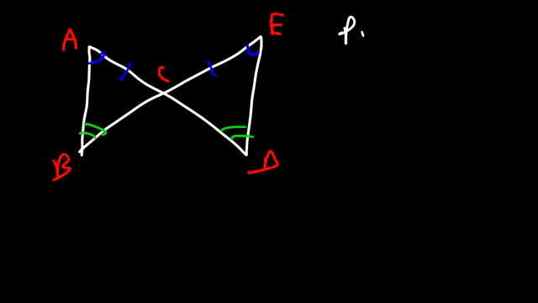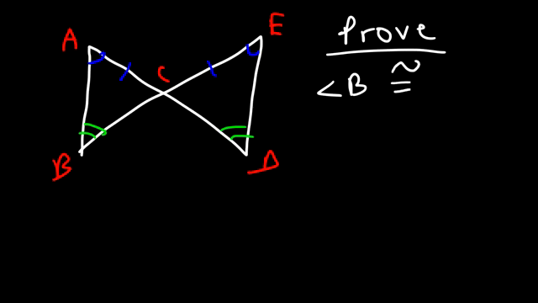Here is another example. So let's say this is A, B, C, D, and E. And let's say we're given that angle A is congruent to angle E, and AC is congruent to CE. Prove that angles B and D are congruent. Now you could set this up as a two-column proof, but I'm not going to do that here. I'm just going to discuss the process of proving that these two triangles are congruent.